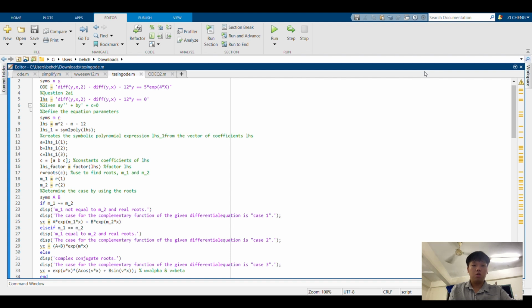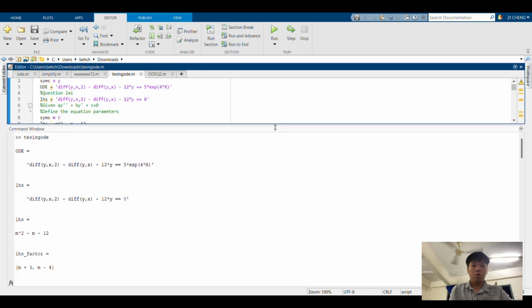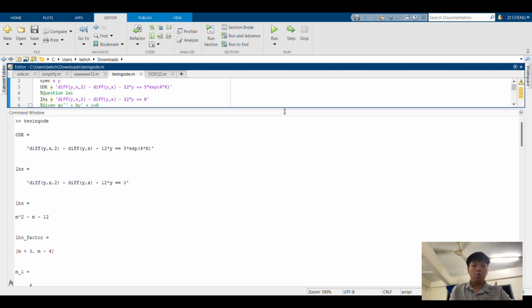So this is the MATLAB coding for question 2.1, and now we will try to run the coding first. Here is the output from the coding. The question asks us to find the complementary function yc. Before starting this question, we need to define the auxiliary equation to determine the roots. From this coding, we get the roots as 4 and negative 3.